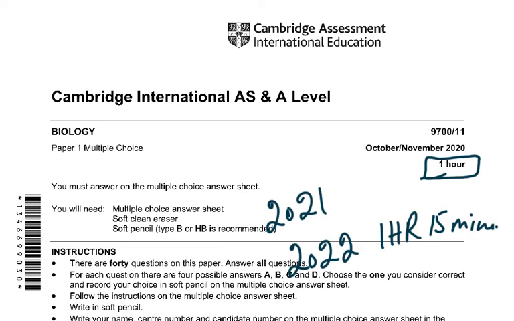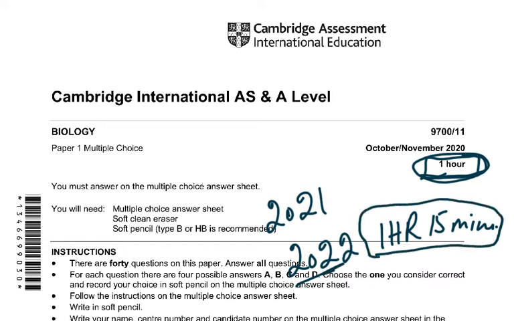We all know in the 2021 syllabus this is only for 1 hour, but from 2022 this is going to go to 1 hour 15 minutes, which means that the MCQs will become a little more difficult than what they are now. And of course, this will mean that you need to be really clear about the concepts of biology.